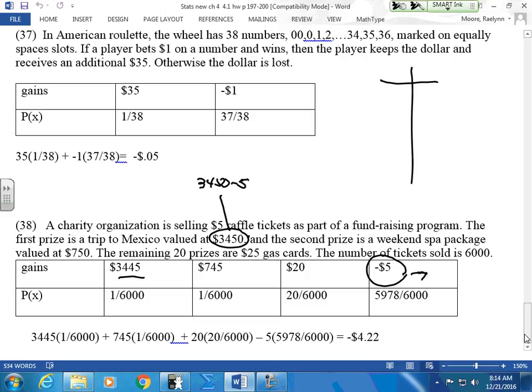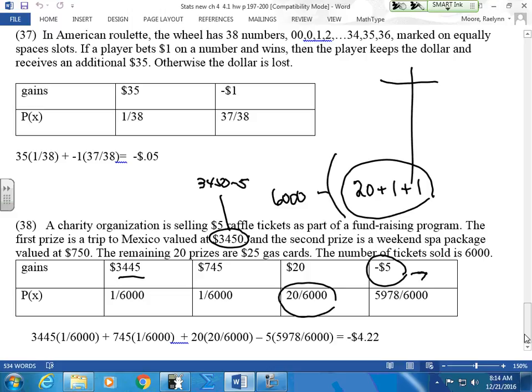Out of 6,000, there's only one trip to Mexico. There's only one spa package. There are 20 gas tickets. So that's why this one has 20. When we do some, just leave them all. Unless you want to get rid of some zeros, I would just leave them. Add the 20 plus the 1, and then subtract this from 6,000. That's where the rest of the tickets come from.